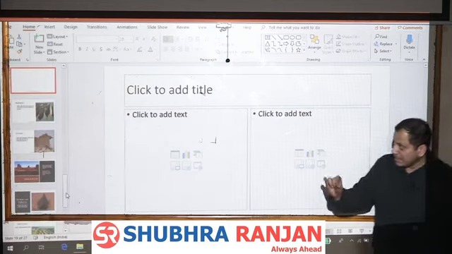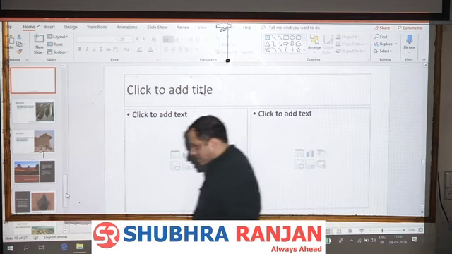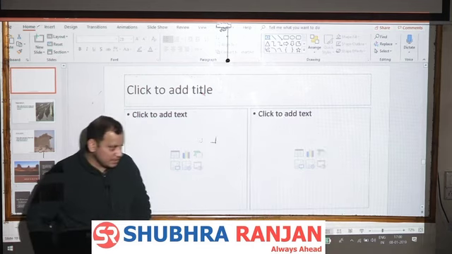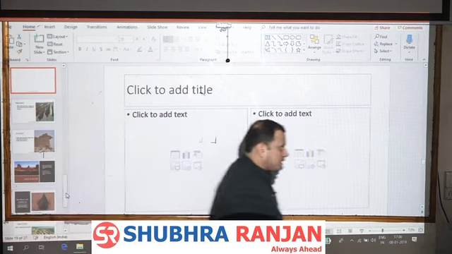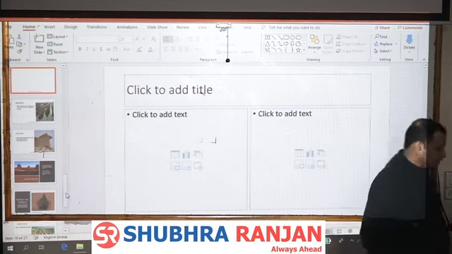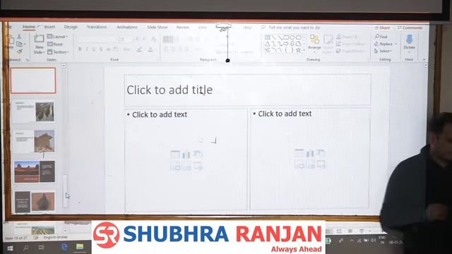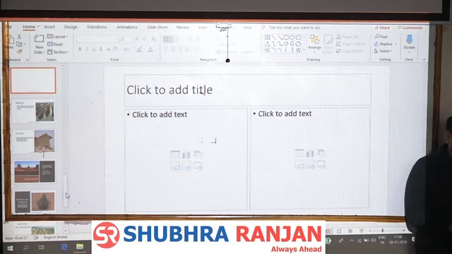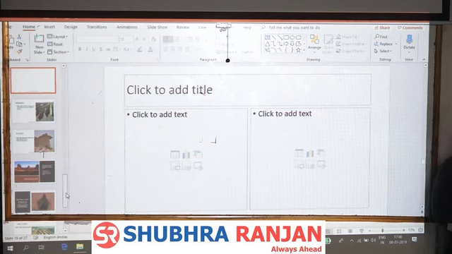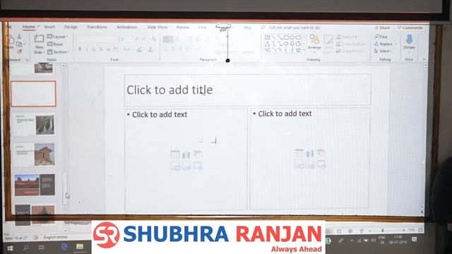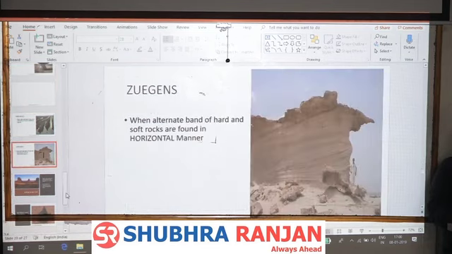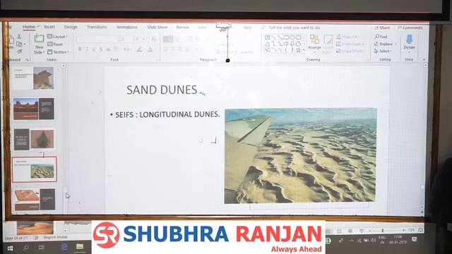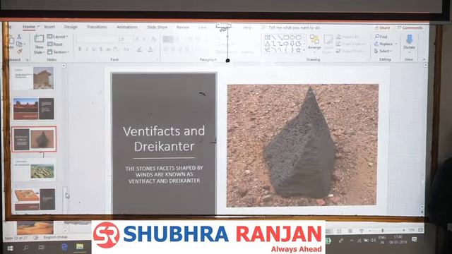For prelims, in India, mesas and buttes are commonly found in the Deccan Plateau region. UPSC generally asks this: where will they be found in India? Any of these are found in the Deccan Plateau region.